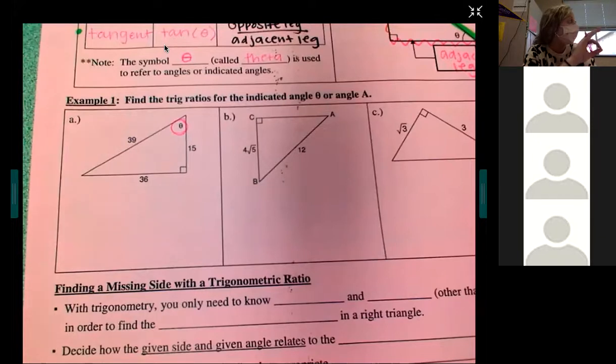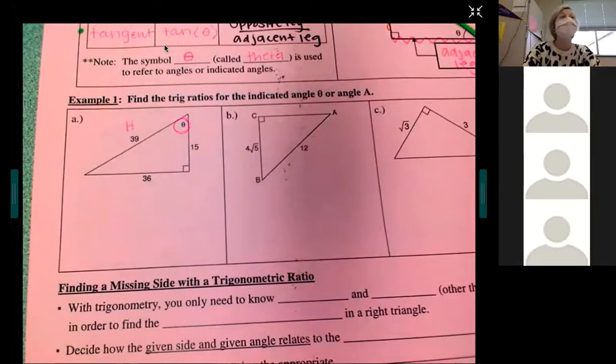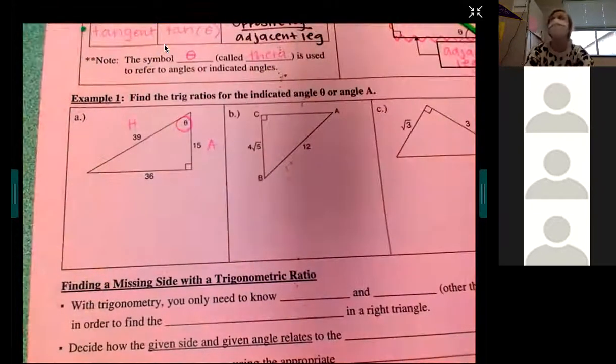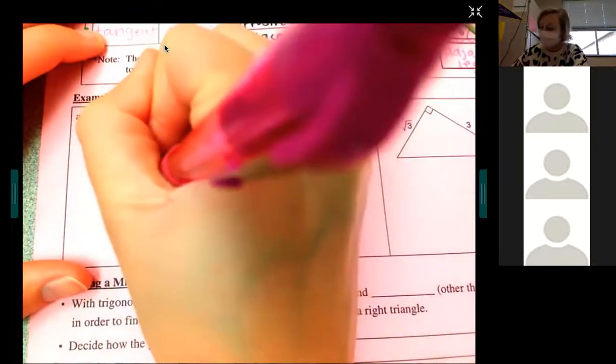Your next step, and if somebody needs me to write these out, I will. Circle your angle is step 1. Step 2, label all 3 sides. I need you to label the hypotenuse, the opposite, and the adjacent. Who can tell me what my hypotenuse is? 39. So this is going to be H. Which leg is adjacent to the angle? Be careful. 15. Adjacent means touching, so the 15 is touching. Now the opposite, if the angle was in the top, then that means the opposite will be the bottom. Good.